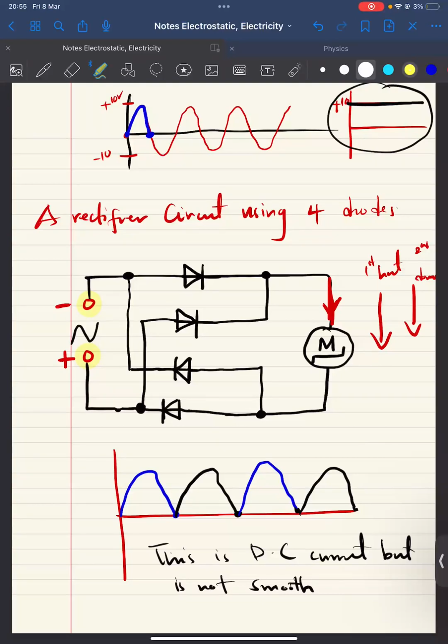Anybody with a question? Anybody with a question on the smoothing?